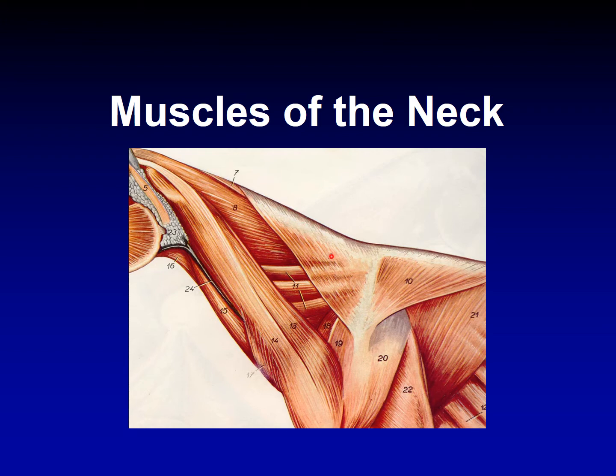So we have, for example, number 7, the rhomboideus. Number 9 is the trapezius muscle. Number 8 is the splenius muscle. Number 11 is the serratus ventralis cervicis. Number 13, where the laser pointer is, is the omotransversarius. And number 14, this very long muscle right here, is the brachiocephalicus.